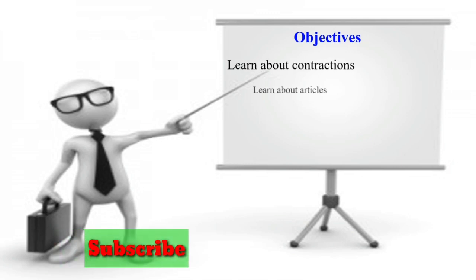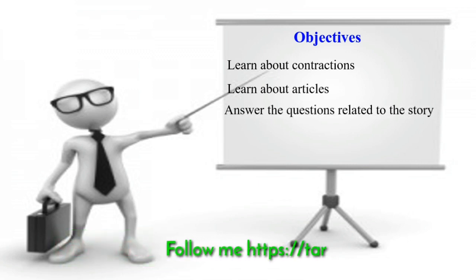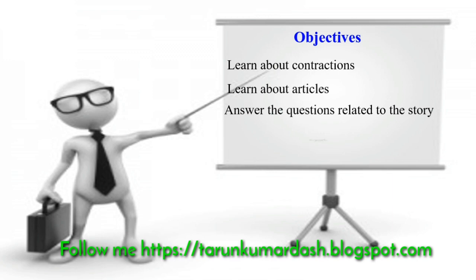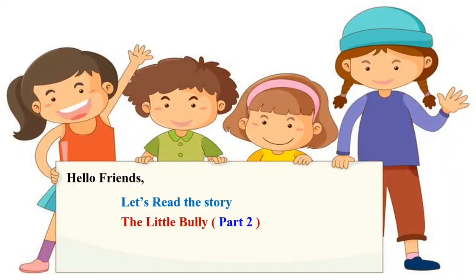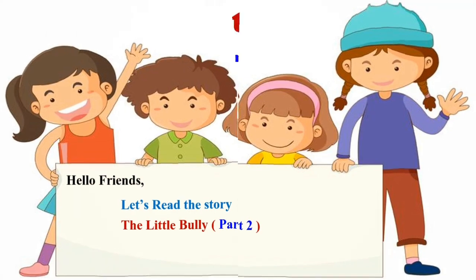So before watching this video, let us find out what the objectives of this lesson are. Number 1, learn about contractions. Learn about articles, answer the questions related to the story, and write paragraphs, meaning creative writing. So friends, let's read the story, The Little Bully Part 2.